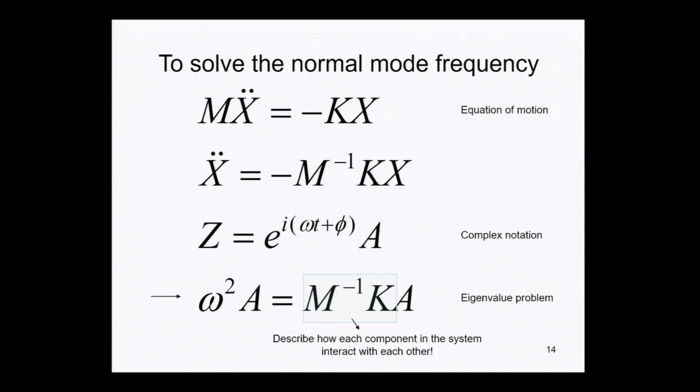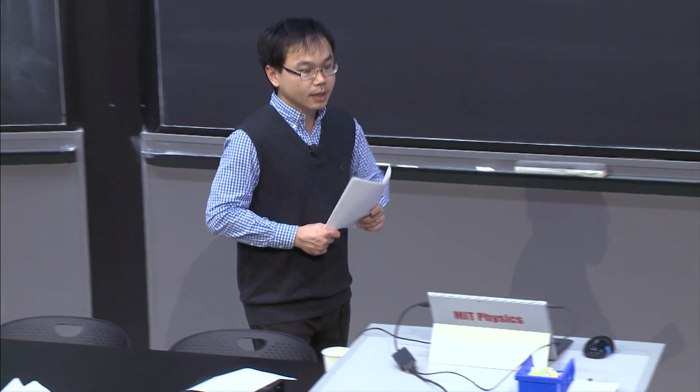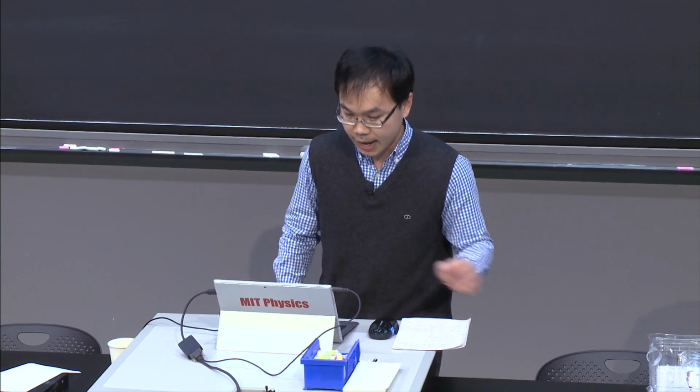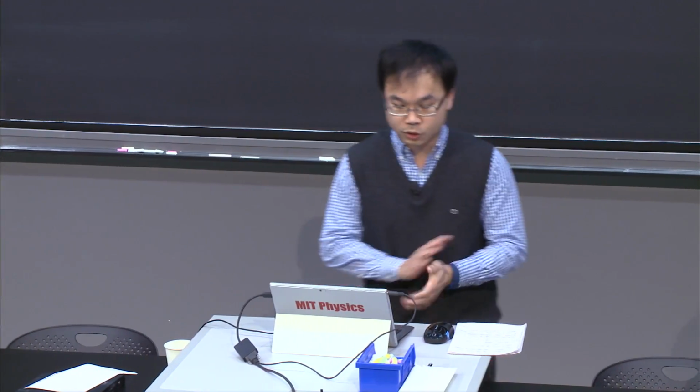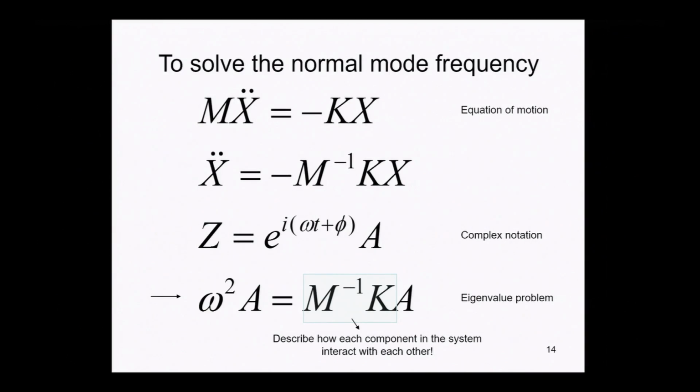And the whole equation of motion problem becomes an M^-1 K matrix eigenvalue problem. What is actually the M^-1 K matrix? This describes how each component in the system interacts with each other, right? So once we have this, we can solve the eigenvalue problem, and we are going to be able to figure out the normal modes of those systems.